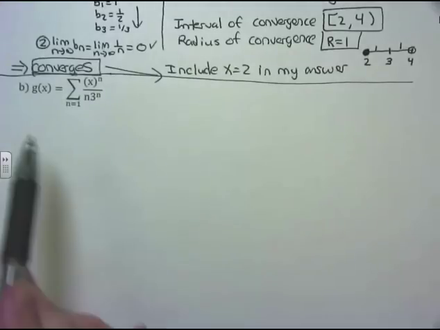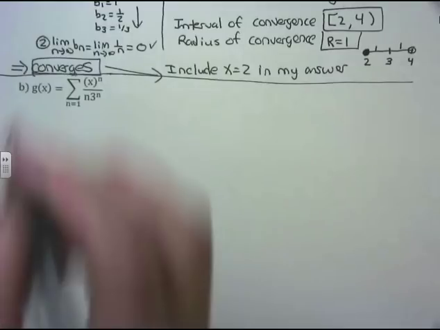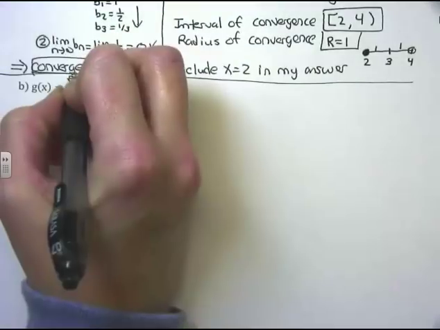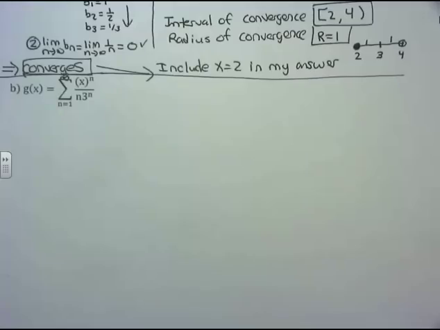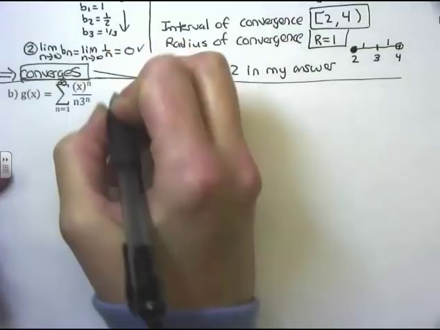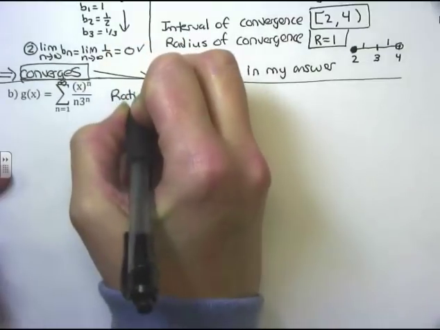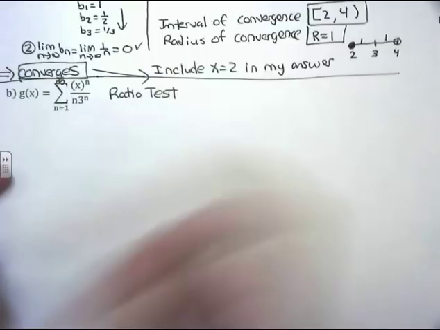Here I have the series going from 1 up to infinity of x to the n divided by n times 3 to the n. Again, the question was, what is the radius of convergence? What is the interval of convergence for this series? I see the variable being raised to powers of n, so I'm already thinking about using the ratio test to answer this question.